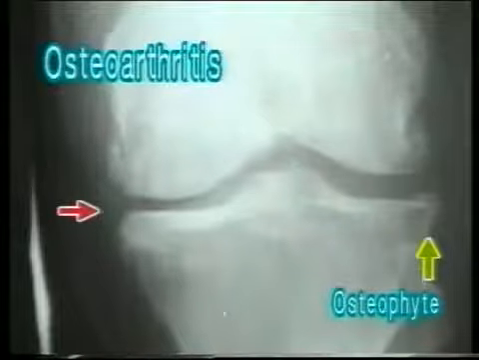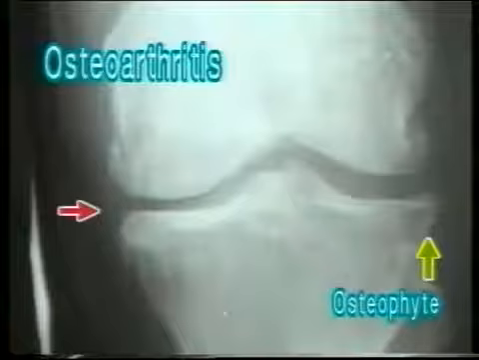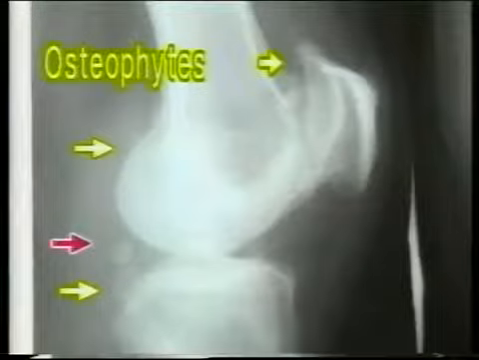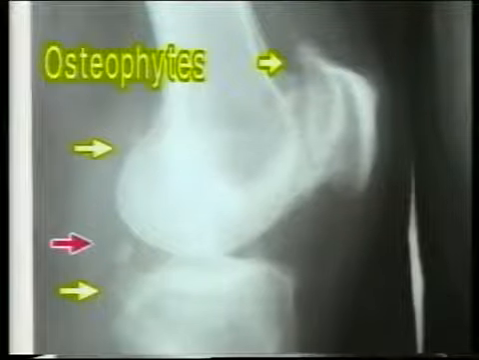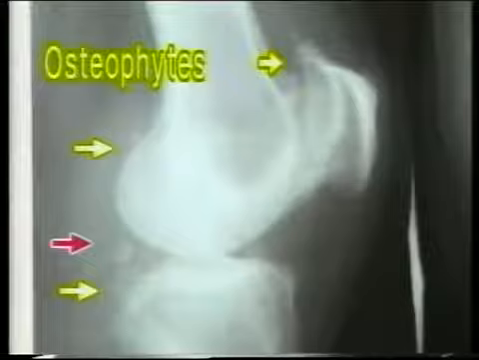The next important feature is development of osteophytes at the bone corners. Note the small osteophytes shown by the green arrow. The patella may also show osteophytes at its superior and inferior border in the lateral view. Now note the red arrow pointing to a rounded radio-opacity lying within the joint cavity. It is termed as a loose body. It may change its position in different X-rays.